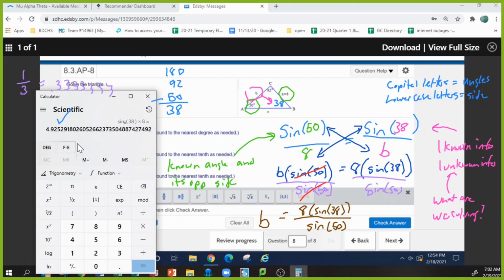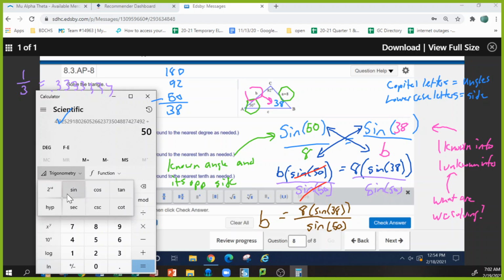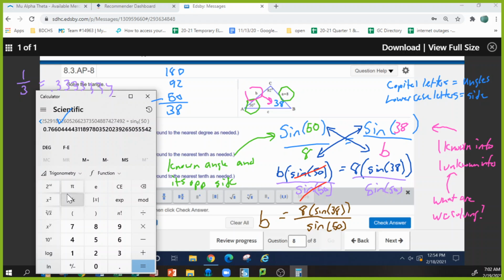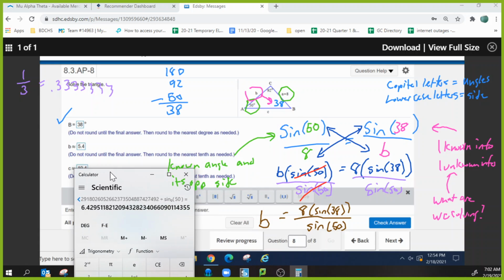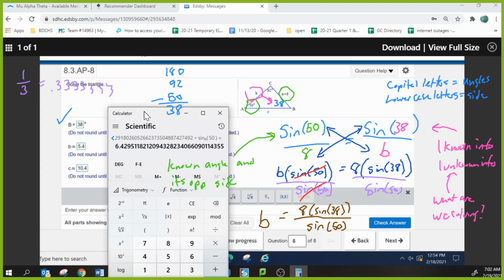I have a value for my numerator, and now moving down, I have my division bar next. So I'm going to hit divided by, and again, start with the 50 and then hit sine. And a lot of times this is where students stop and they say, I didn't get the same answer as you, and I'll ask you one more time to hit enter for me. We got a wild answer there. Let me try it on the actual calculator. 38 sine times 8 divided by 50 sine. That's 6.42.